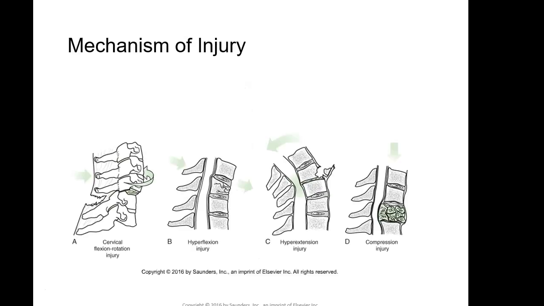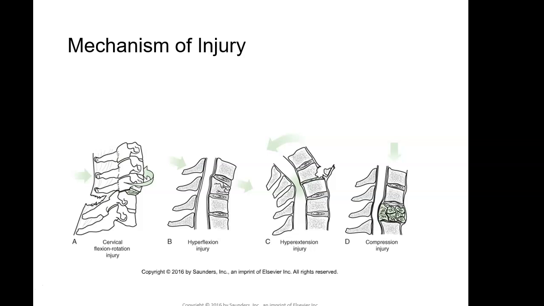So, a couple of different types of mechanisms of injury. A mechanism of injury is exactly what's happening that's causing the injury to the spinal cord. There are four major types of mechanisms of injury for a spinal cord injury: the cervical flexion rotation injury, a hyperflexion injury, a hyperextension injury, and a compression injury.